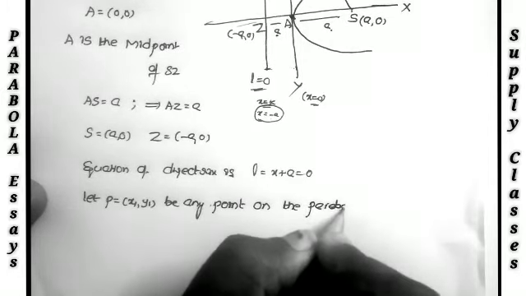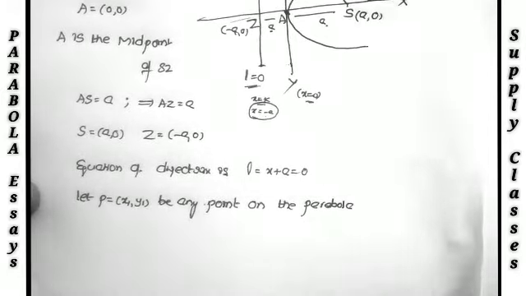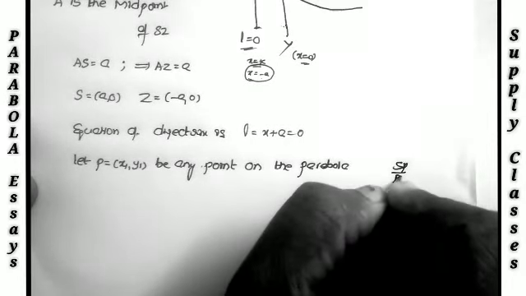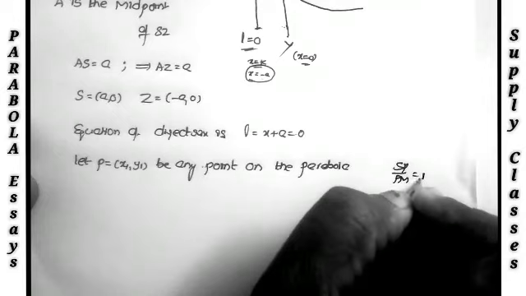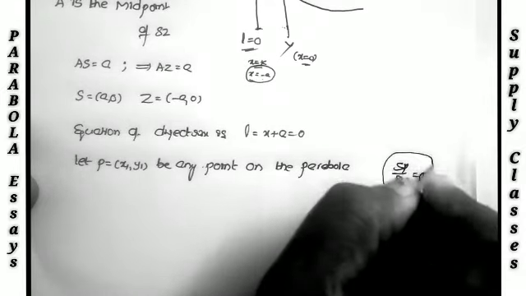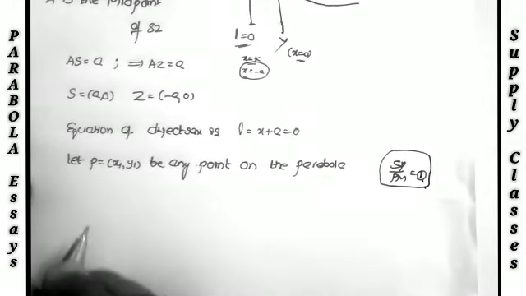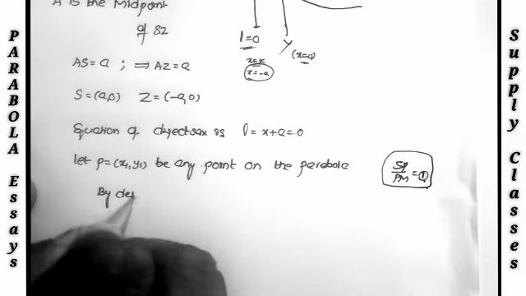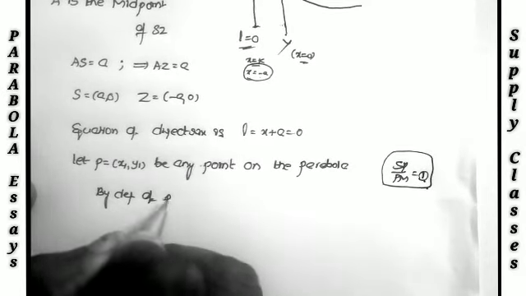Now what is the definition of the parabola? If SP/PM is equal to 1, then that conic is said to be the parabola. Here 1 is nothing but the eccentricity value. Eccentricity e is equal to 1 in the case of the parabola. Now I am writing the definition here. By definition of the parabola, this is a very important question and a very easy question.